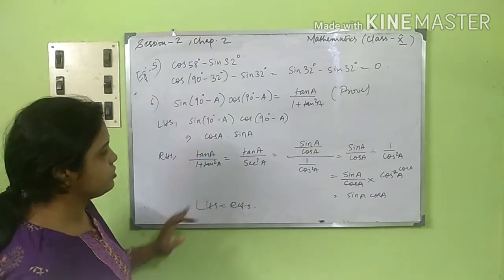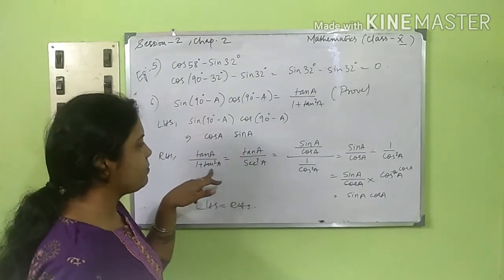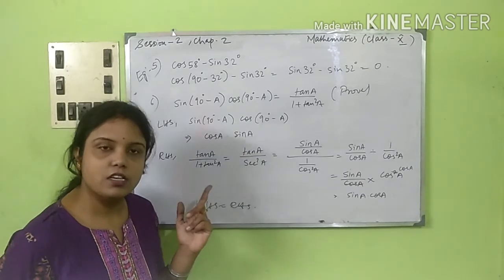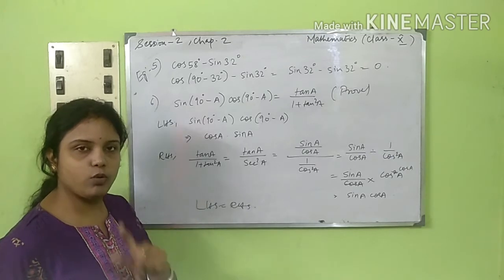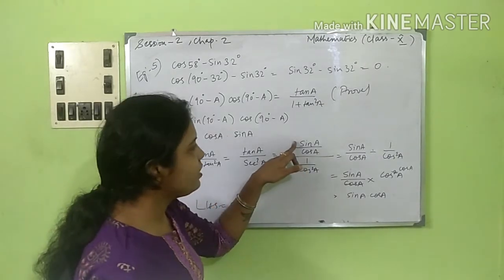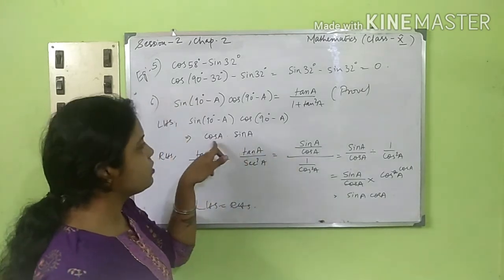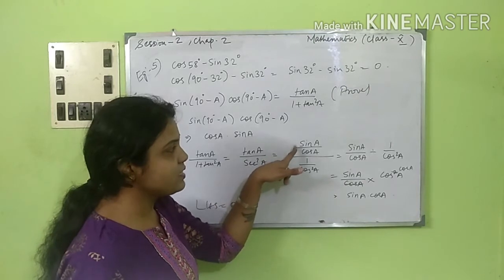Now take the RHS. Tan a by 1 plus tan square a. Now according to the square ratios, we have sec square a minus tan square a equal to 1. So 1 plus tan square a is equal to sec square a. So I have written sin a by, because my LHS was cos a and sin a, so I have taken tan a as sin a by cos a.